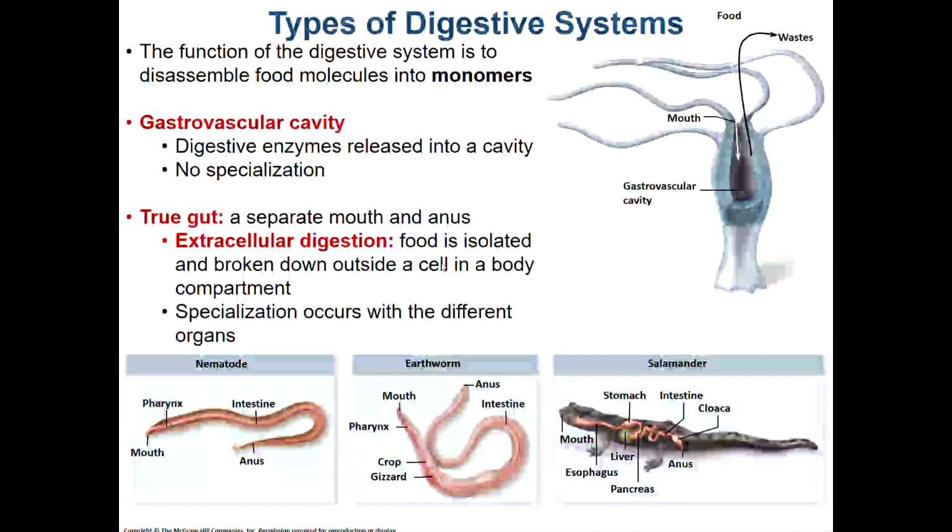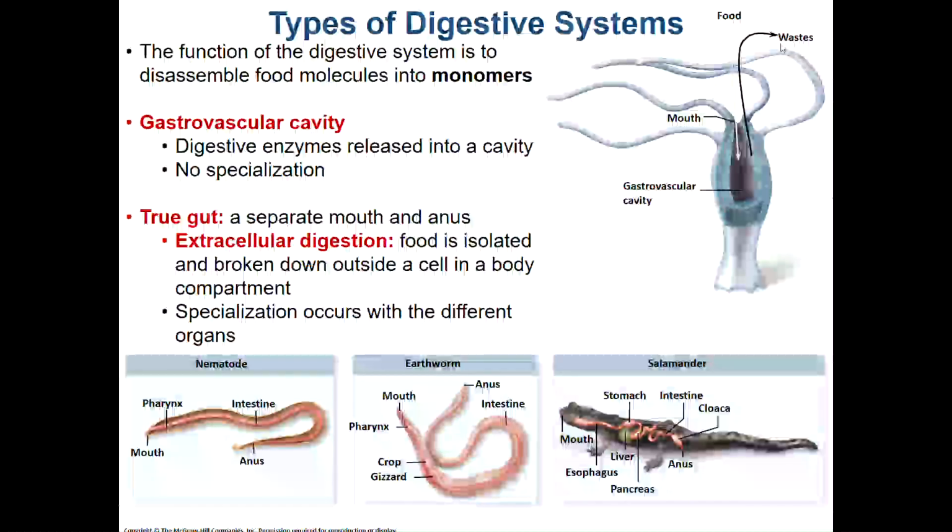The first is a gastrovascular cavity, which you can see in this hydra here. In a gastrovascular cavity, digestive enzymes are released into a cavity that the food is taken into, and there's no other specialization in the digestive system. So food enters this cavity here, and then these cells secrete digestive enzymes. The food is digested, and then it leaves the cavity as waste, and that is all that happens in that digestive system.